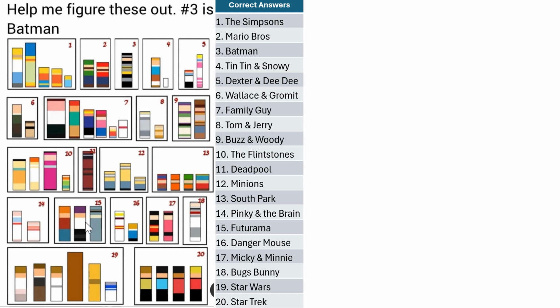We've got Futurama. 16, Danger Mouse. Wee bit obscure, so Danger Mouse and Penfold. I'd imagine a lot of people didn't get that. We've got Mickey and Minnie Mouse. This is probably 18 is, to me, the most questionable. Bugs Bunny. And if you think it's something other than Bugs Bunny, let me know in the comments, because I thought that was a pretty questionable one. But then we've got Star Wars and Star Trek to round it out.